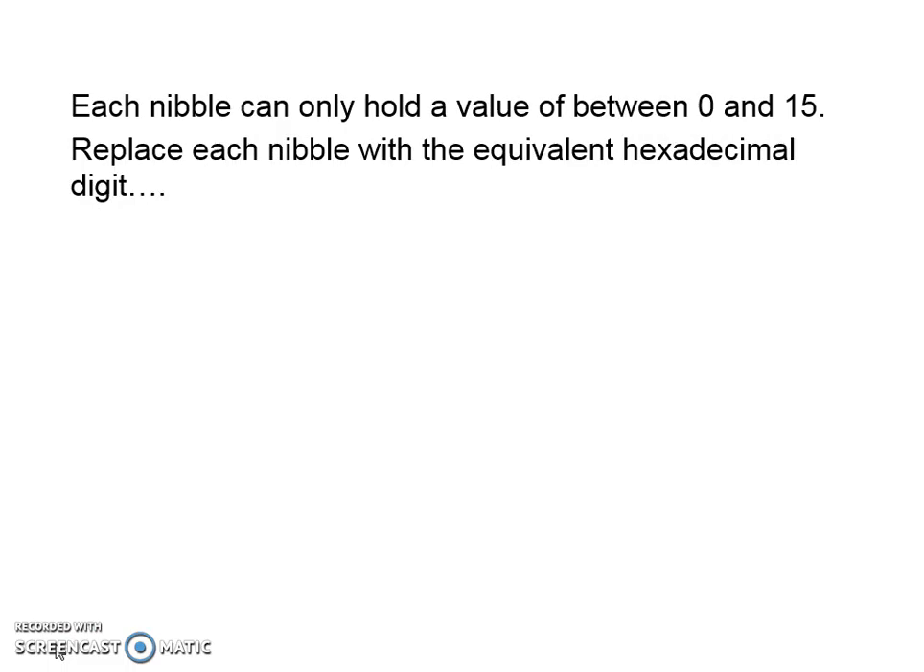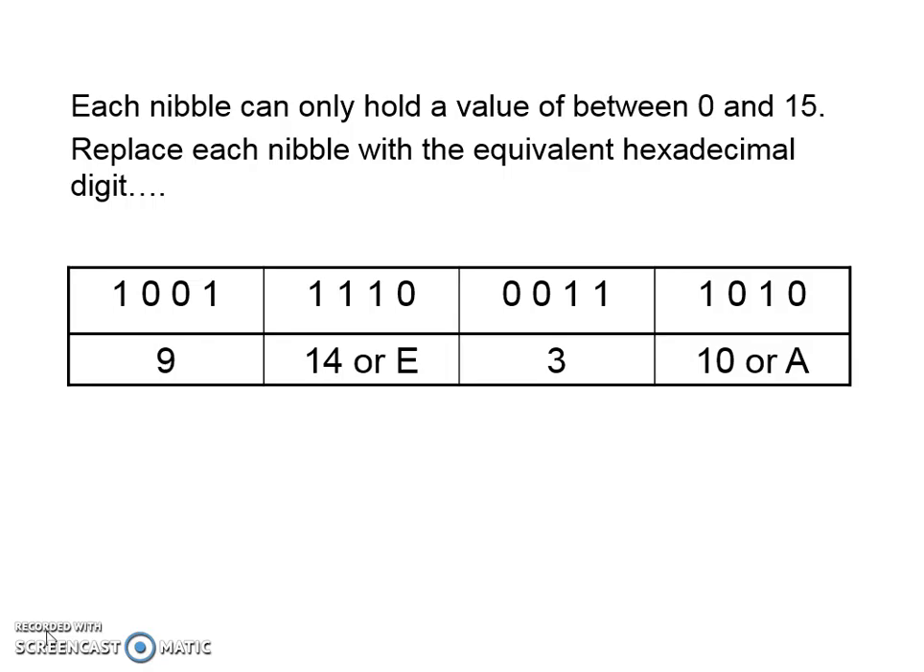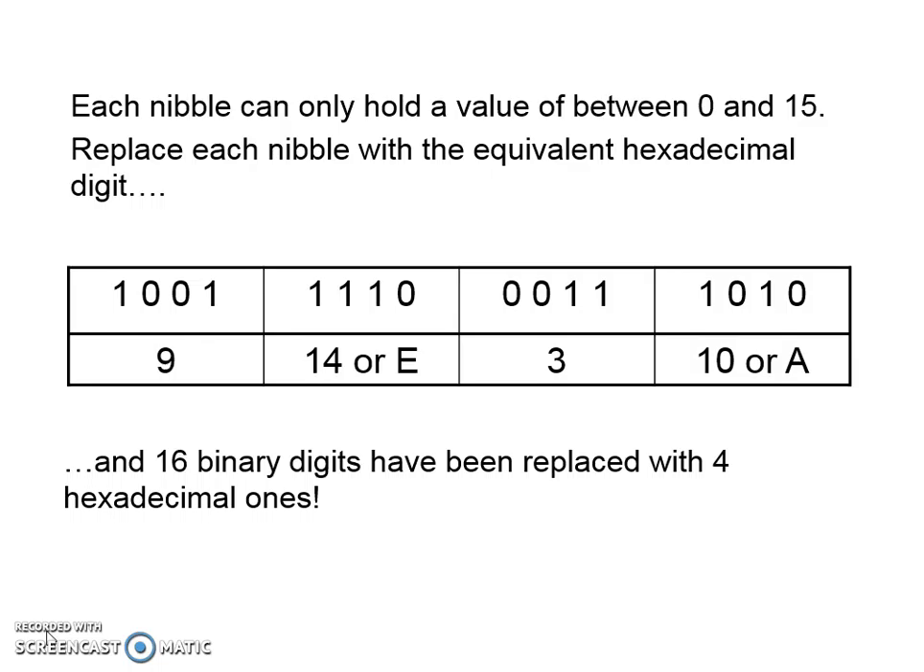And we can call those nibbles, and each nibble can have a value between 0 and 15. Or if we want to be a little bit more accurate, a value between 0 and F. So we can replace each nibble with the equivalent hexadecimal digit. So the one furthest to the right being an A, then a 3, then an E, then a 9. And so the conversion of this 16-digit binary number is the 4-digit hexadecimal number 9E3A.